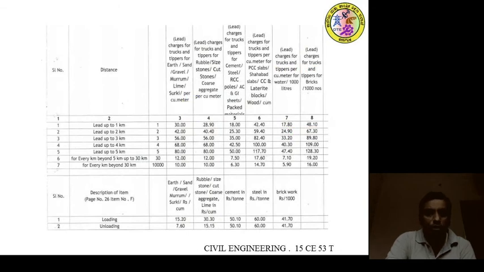Next, this also shows another typical statement of the various building material. It will show up to 1 kilometer, up to 2 kilometers, up to 3, up to 4 kilometers, up to 5 kilometers. It will show the various rates of the conveyance charges, including various types of material.